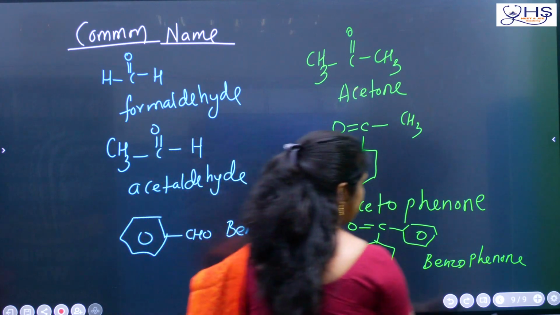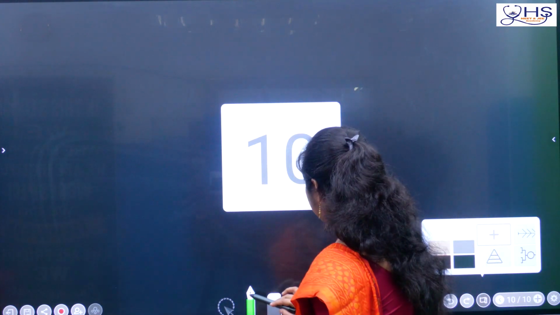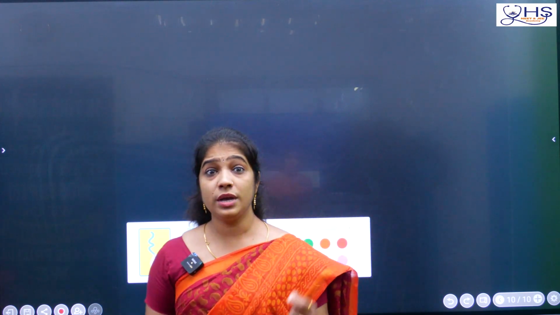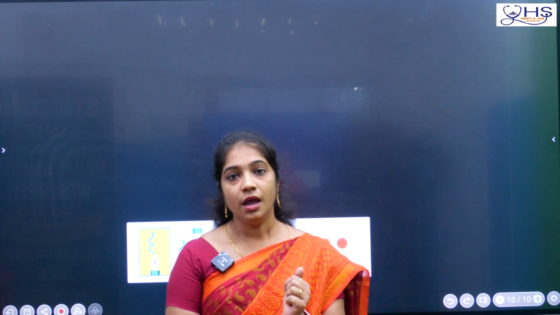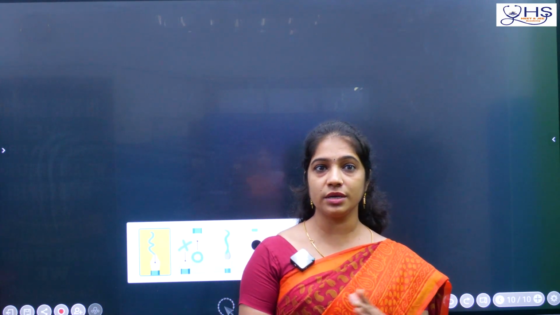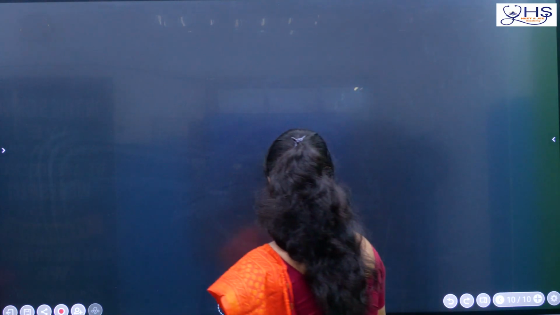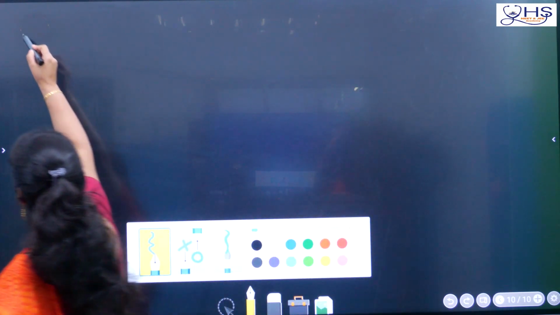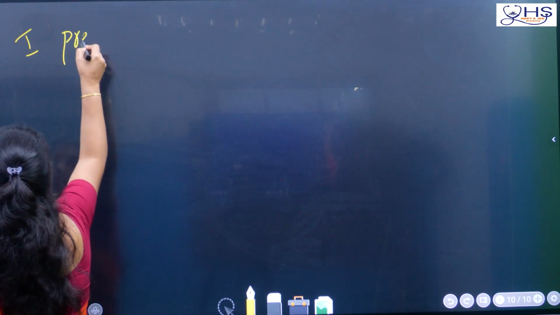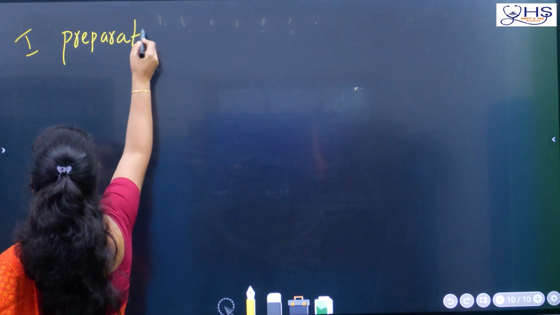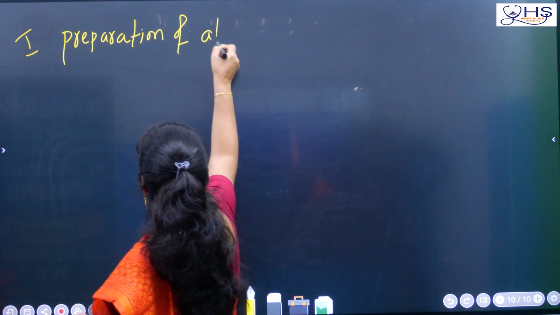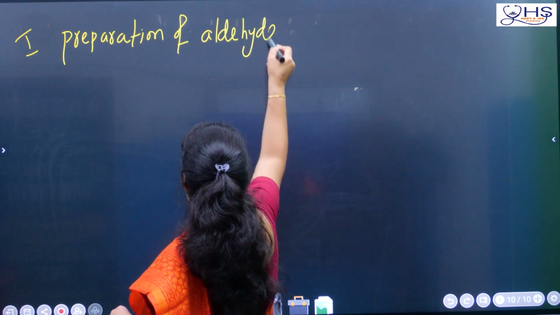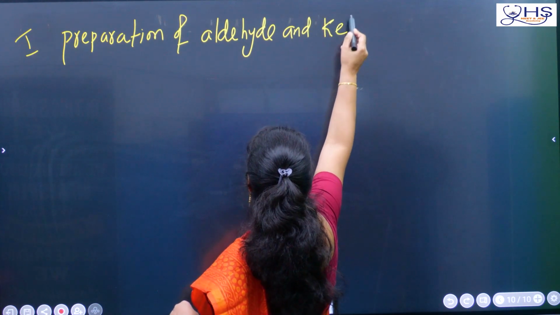Next we will move to the preparation of aldehydes and ketones. See, very important. In preparation also we have three parts. It is a very lengthy chapter. One is the common methods of preparation of both aldehydes and ketones, the second part is exclusively aldehydes, and the third part is exclusively ketones. So preparation again has three parts. First we will look at the common methods of preparation of aldehydes and ketones.